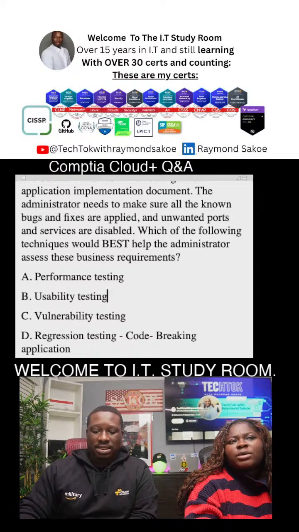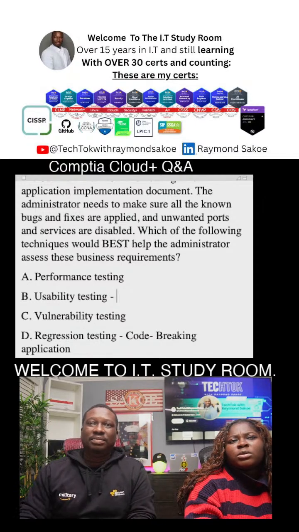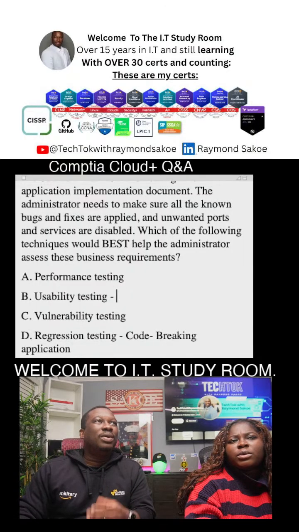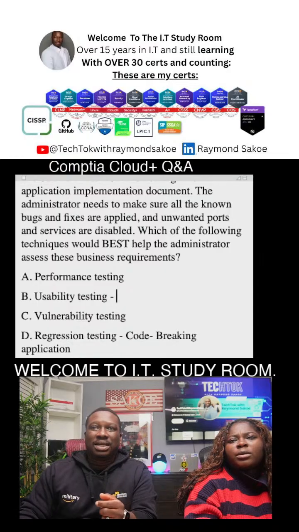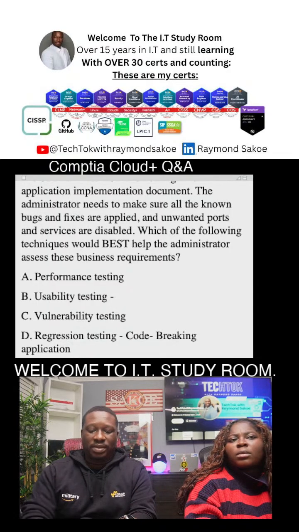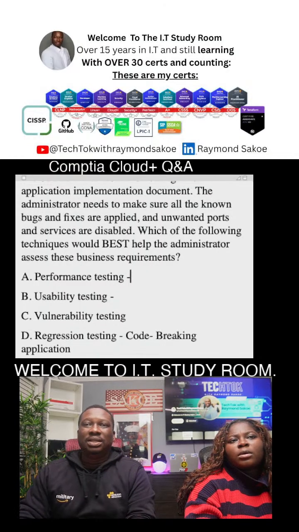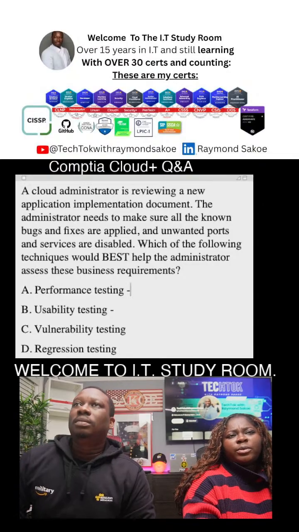Usability testing is basically, once the application is done, how easy it is for users to use the site or the application. So that is usability. Performance testing just tests for performance issues, so speed, latency, and all that. CSP says vulnerability testing.